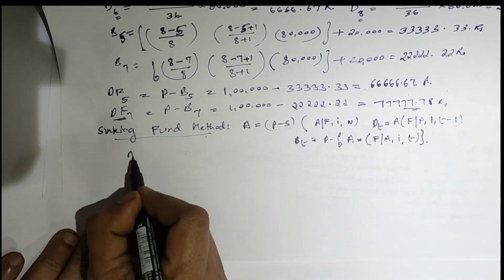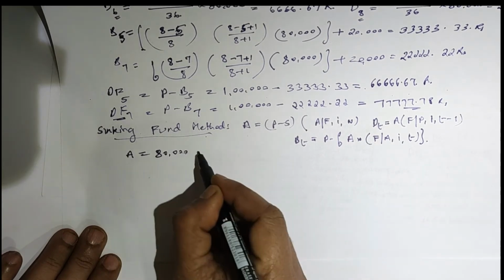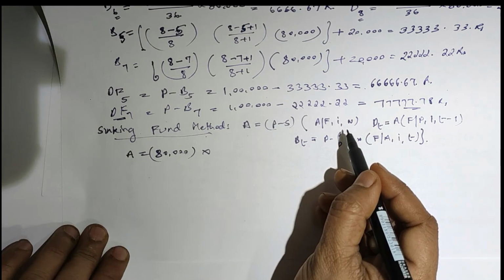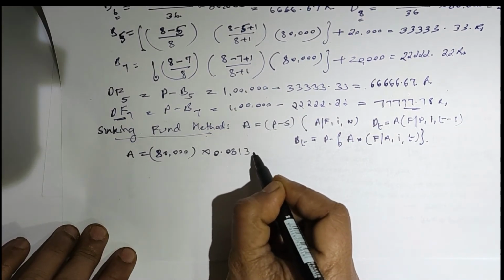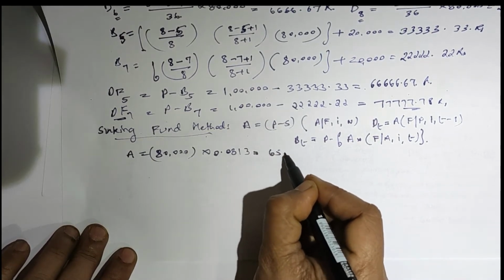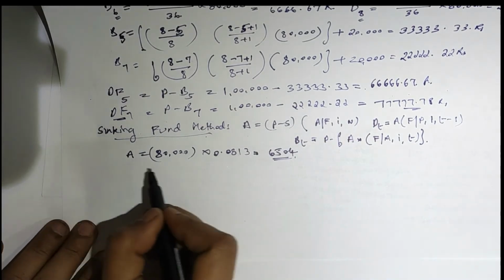So let us find out A. P minus S is 80,000 into A given FIN. We have to pick from the table. I previously told you how to pick it. It is 0.0813. So it comes to 6,504. I already showed you how to do this in my previous video.